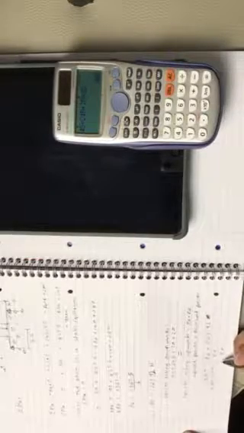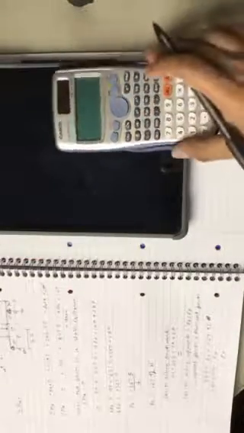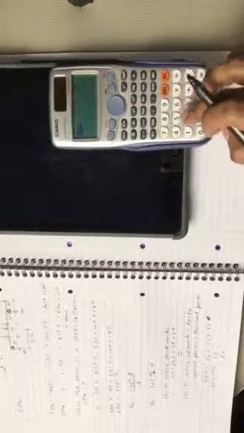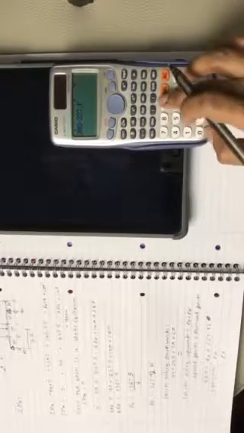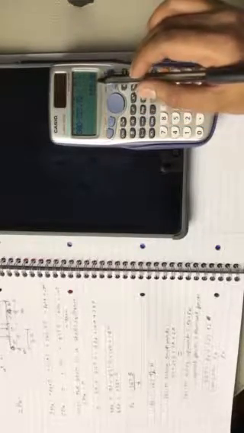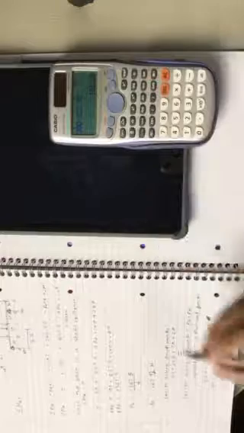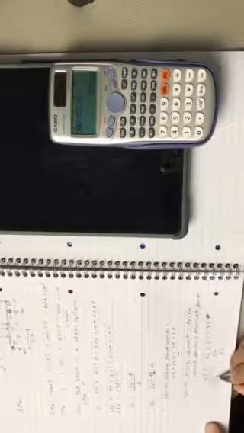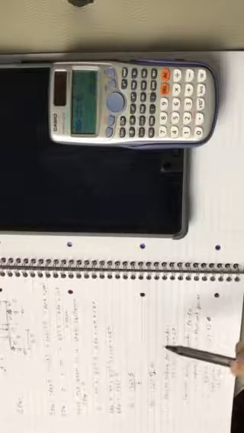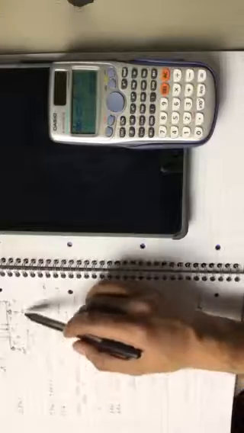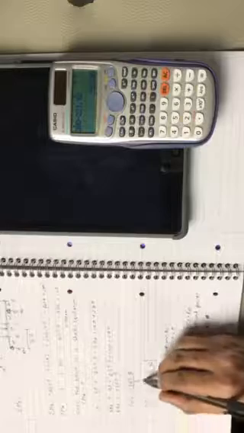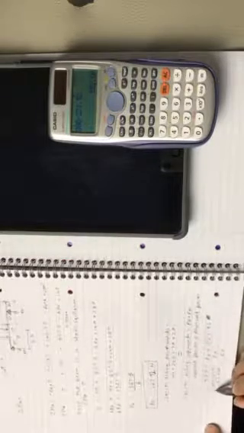RA will be equal to 380 minus 227.92, in decimal form 152.08 Newton. Now the question we were asked was reaction forces RA and RD. So we have calculated here RD and RA.